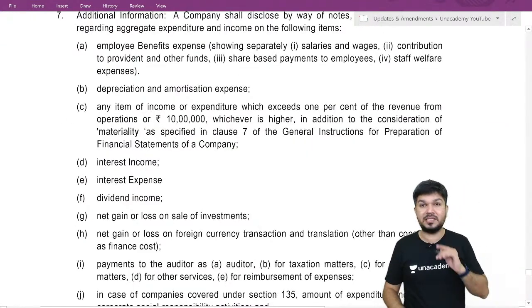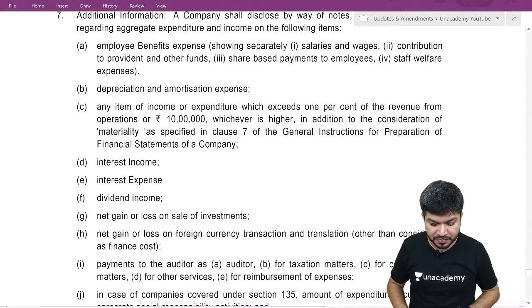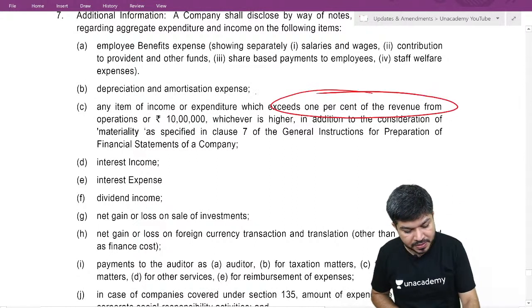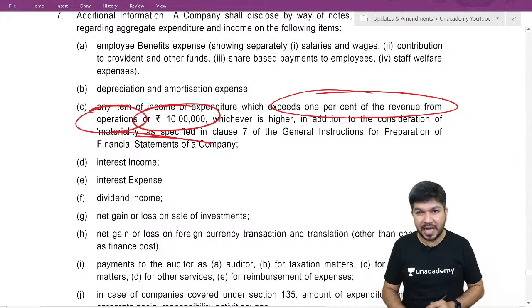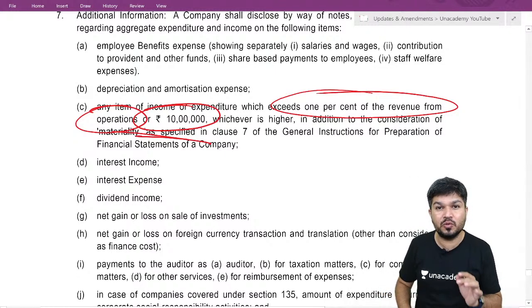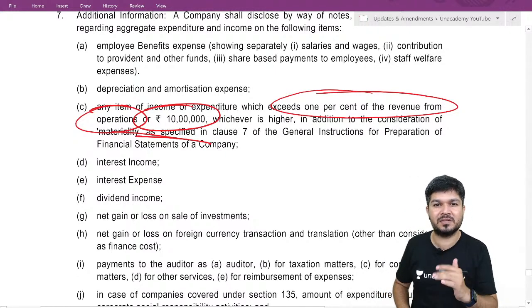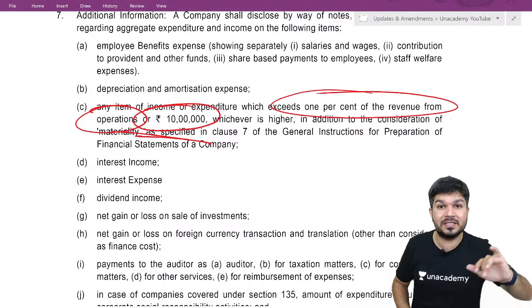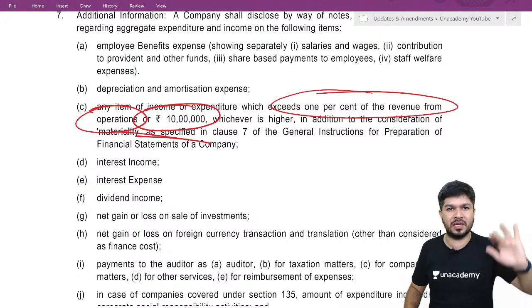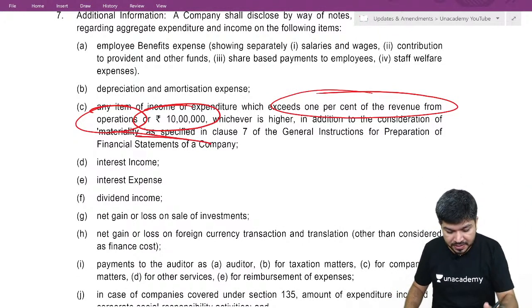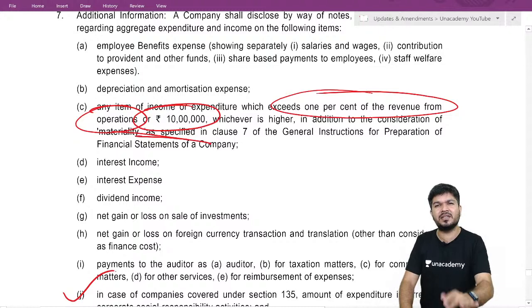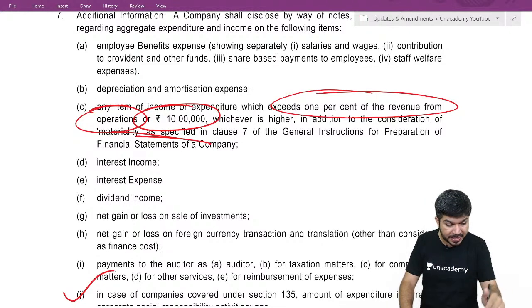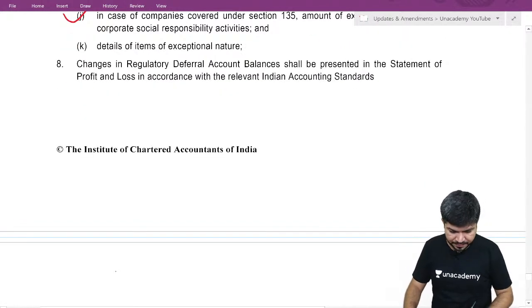Okay. Any item of income or expense which exceeds 1% of revenue from operations or 10 lakh, whichever is higher, is to be shown separately. You can't put it under general expense or office expense. Show it separately under other expense only. Other expense mein, but separately this is to be shown. Whatever you spent on CSR has to be shown separately. It will come under other expense only. Other expense mein separately, CSR expense.